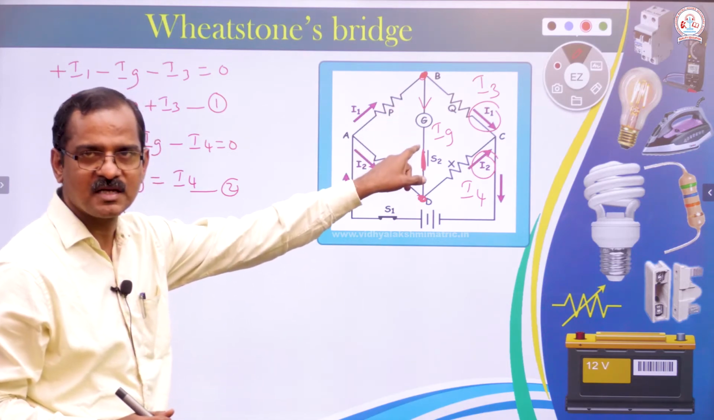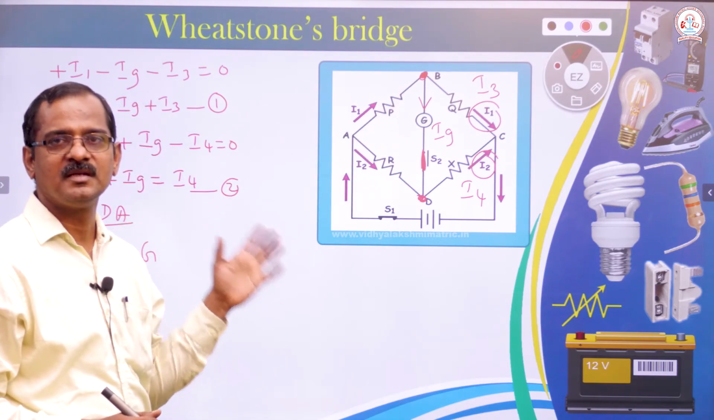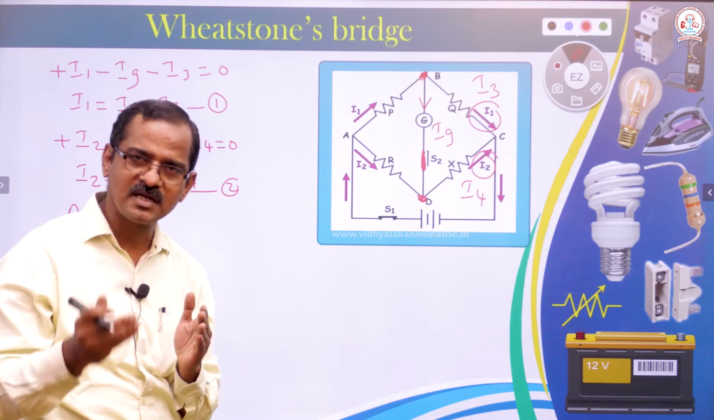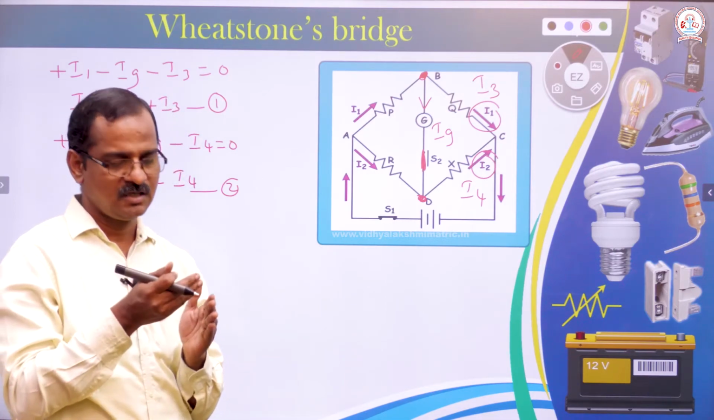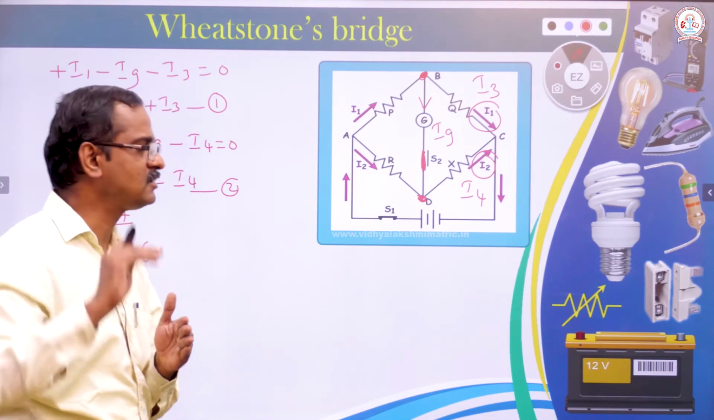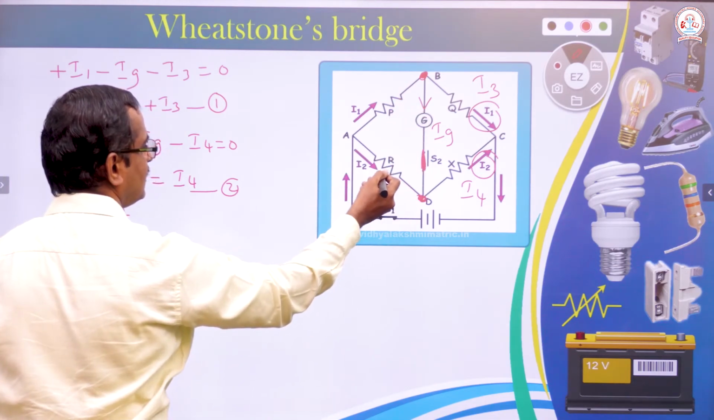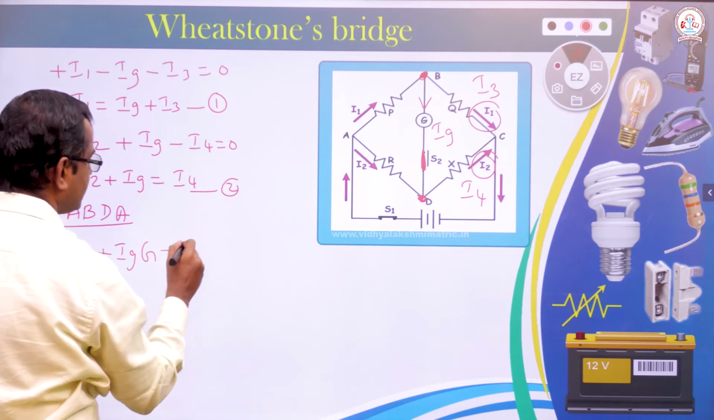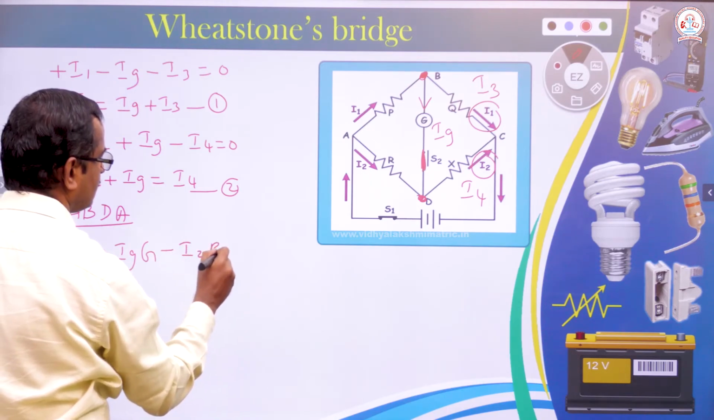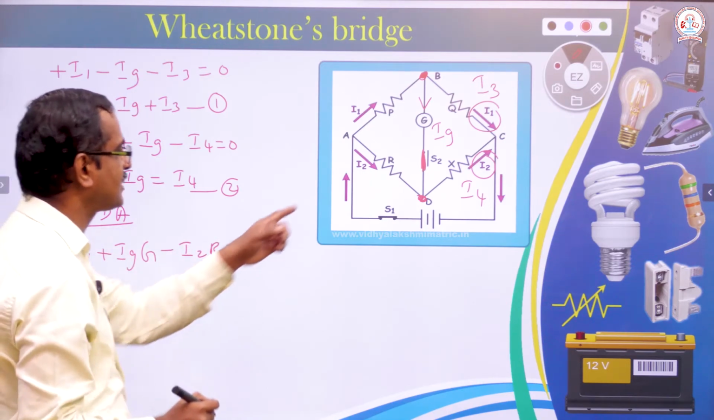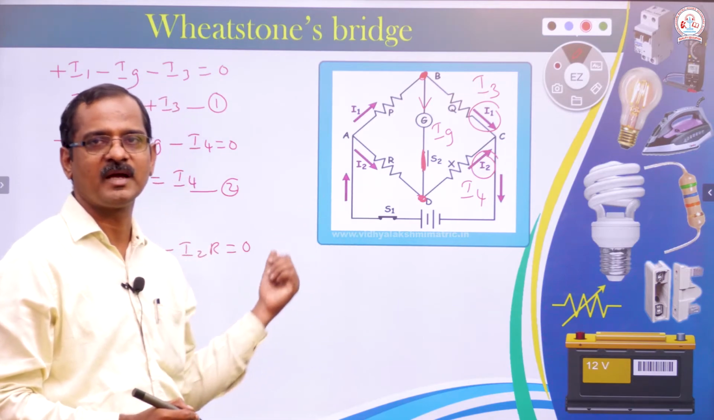Current is in clockwise direction, so take it positive. If current is flowing in clockwise direction, it should be taken as positive. If current is flowing in anti-clockwise direction, it should be taken negative. Here it is minus I2 into R equal to 0, because the current is in anti-clockwise direction, therefore minus.